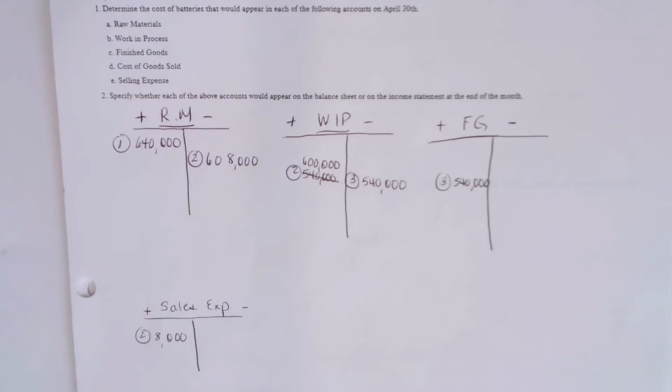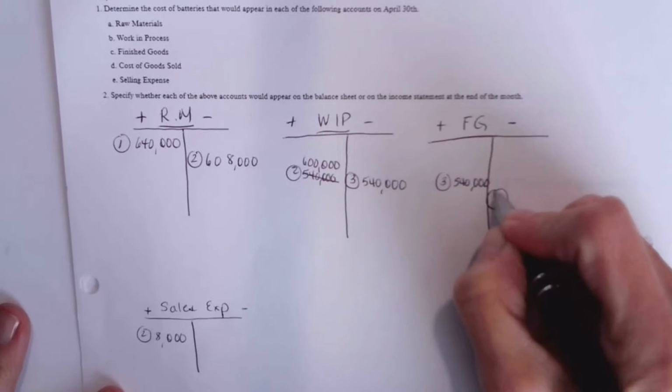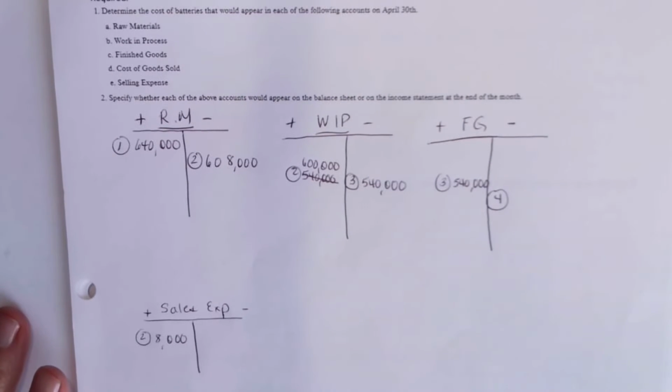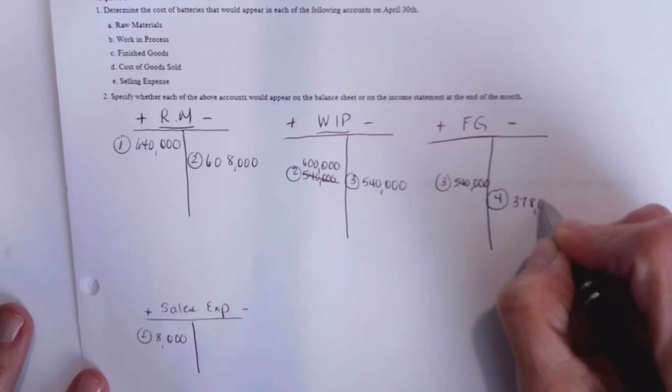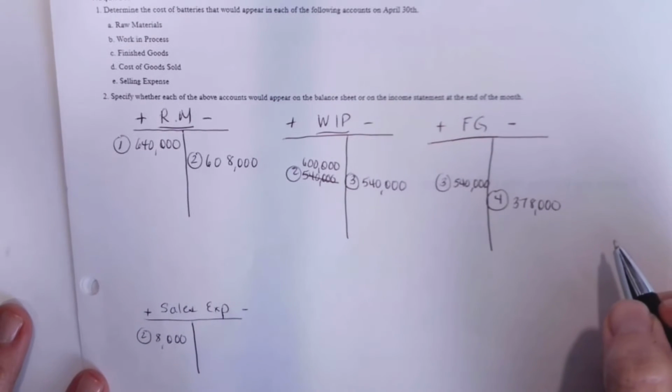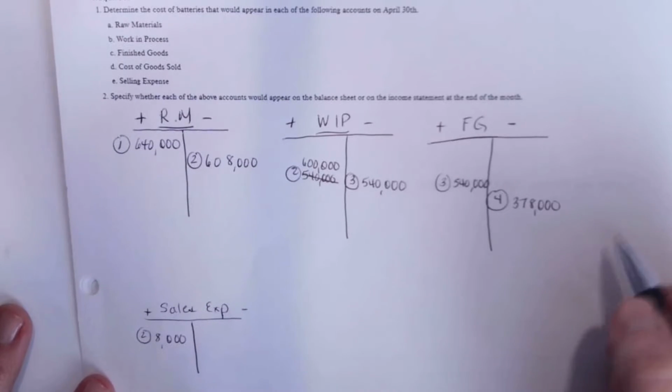Anyway, anything else here that doesn't make sense? Is everybody okay to this point? Okay, thank you for being brave. So we've now finished some stuff. Now what happens? We sold some, right? So number 4 is we're going to pull these out of finished goods. And what amount do we have there? 378,000 of those. And where do they go to? Cost of goods sold.